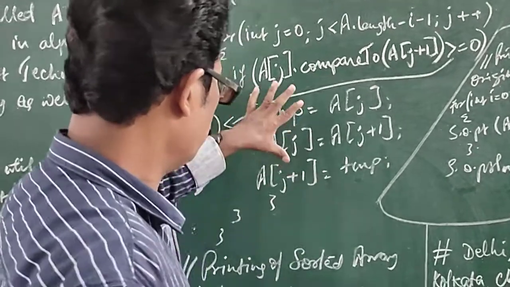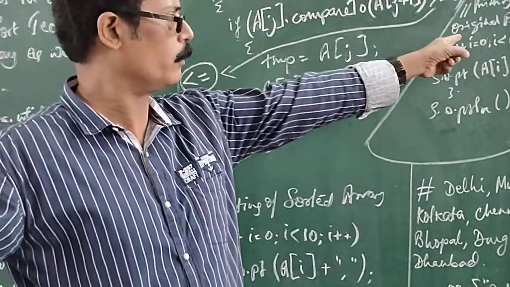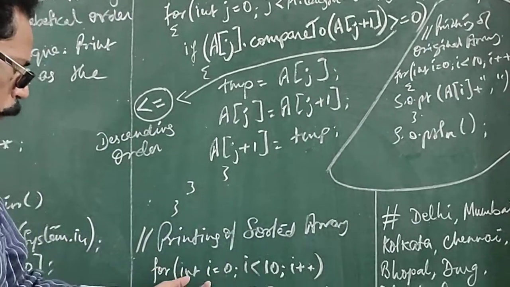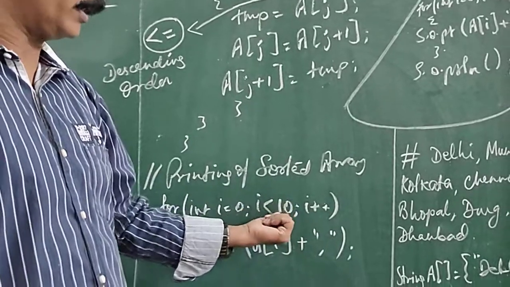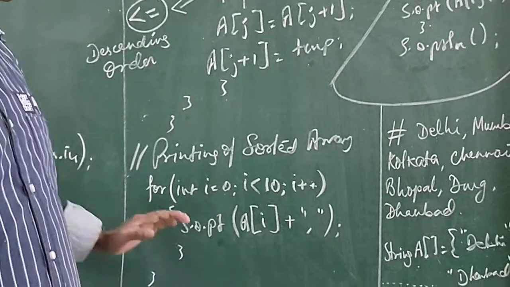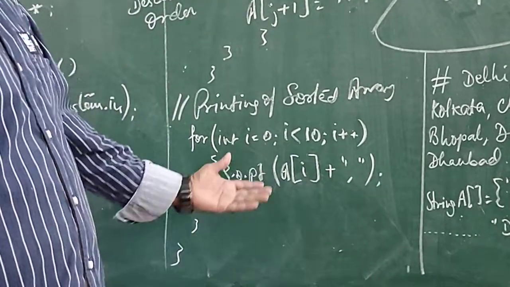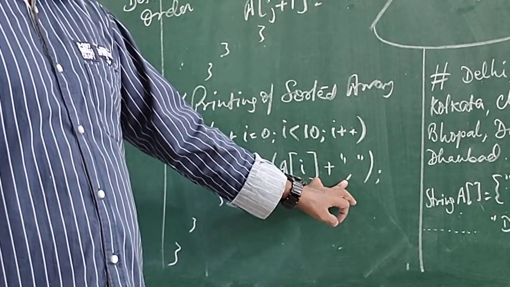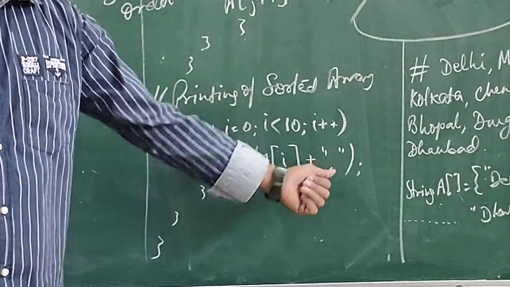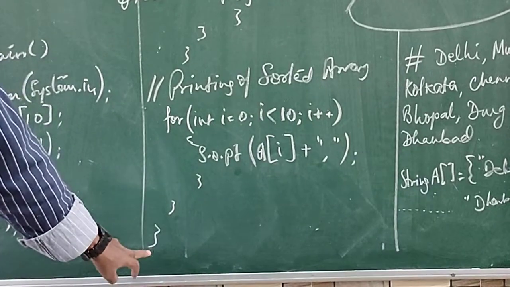So that's how we swap, and after that we print the values. That is the sorted array, just like we printed the original array. For int i equals 0, i less than 10 or a dot length, anything you can write, i plus plus, System.out.print. Remember, we are printing in a horizontal way. You can print in a vertical order also, in which case you use println, and then don't use a comma. So now print a[i] plus a comma, and you will find the sorted array printed in horizontal order. Then close the main method and close the class.